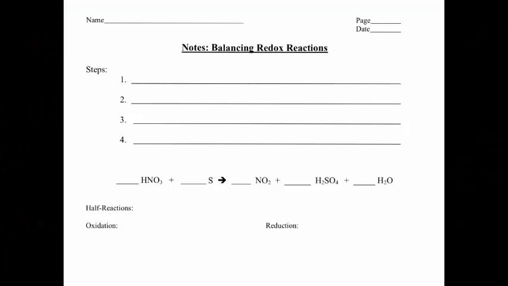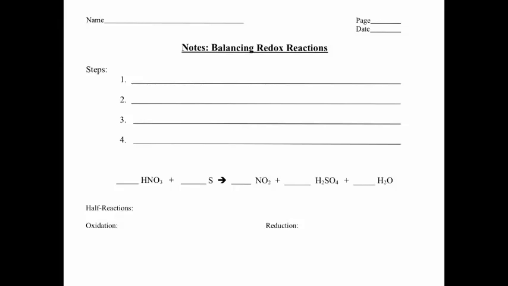In today's notes, we're going to learn how to balance redox reactions. What's special about balancing redox reactions is that you need to balance the charge. We've talked about how all chemical reactions must conserve mass, energy, and charge. So now we're going to show you how that charge is conserved when we balance these redox reactions.